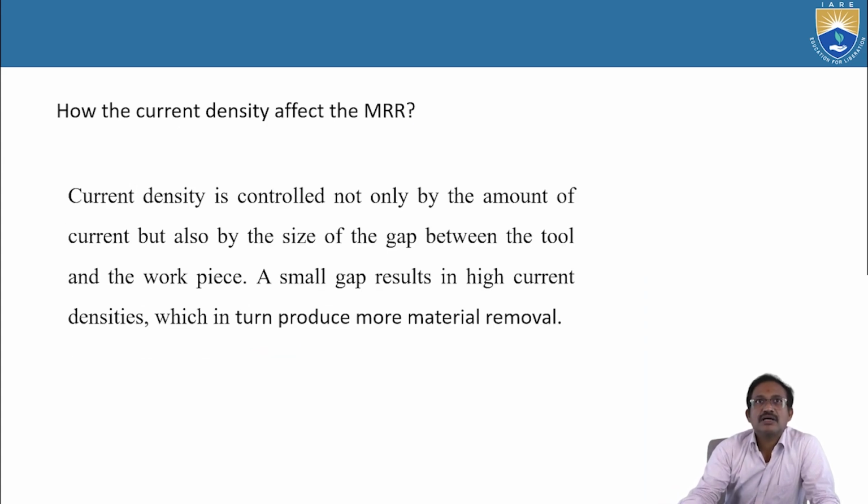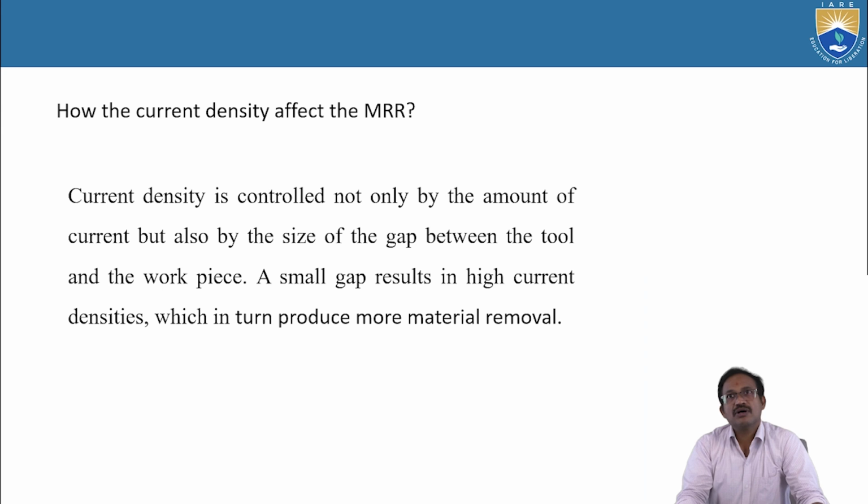How does the current density affect the material removal rate? Current density is controlled not only by the amount of current but also by the size of the gap between the tool and the workpiece. A small gap results in high current densities, which in turn produce more material removal.